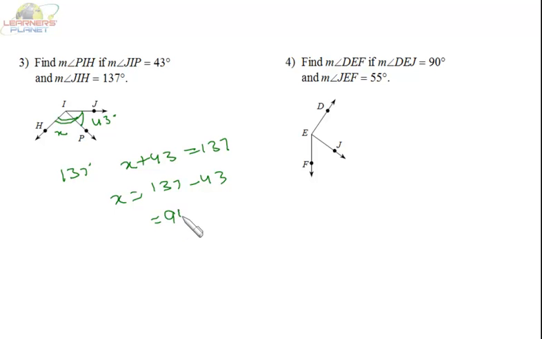That is 94. Okay? Now in this case, we have to find out the measure of angle DEF. That means this complete angle. DEJ is 90 degrees. That means this angle is 90 degrees. And JEF is 55 degrees. That means this angle is 55. So this complete angle will be 90 plus 55. Okay.